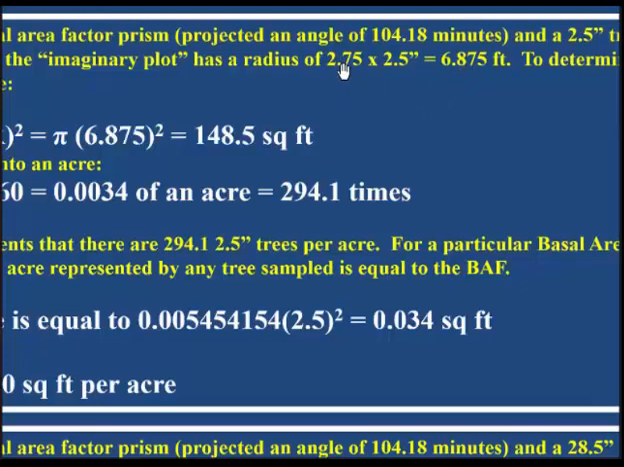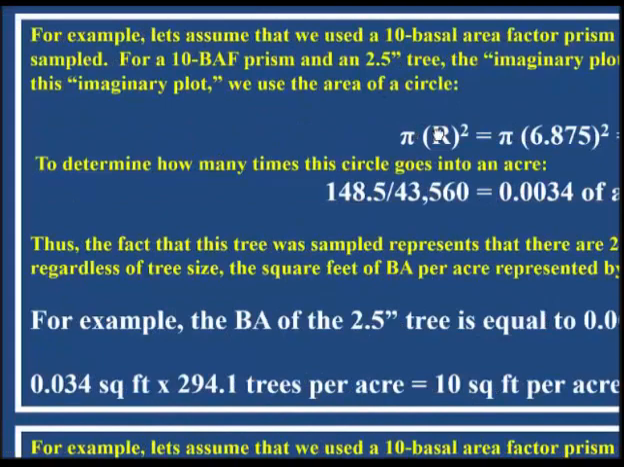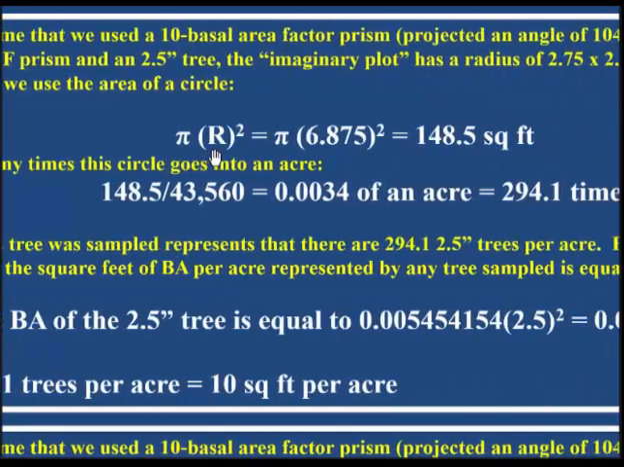And our plot radius factor is 2.75 for this angle, or equivalently for a 10 BAF, basal area factor. So you can see it as a smaller imaginary plot radius, right? To determine the area of this imaginary plot, we use the area of a circle, very similar to what we've already done, pi r squared, pi times the radius, 6.875 feet, 148.5 square feet in that imaginary plot.